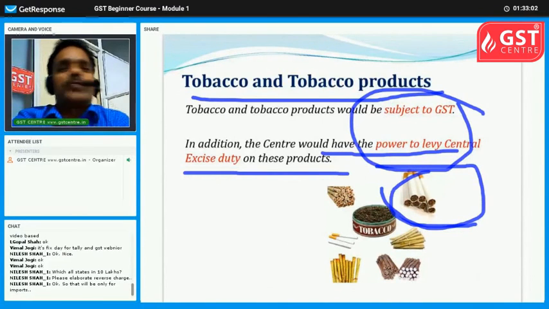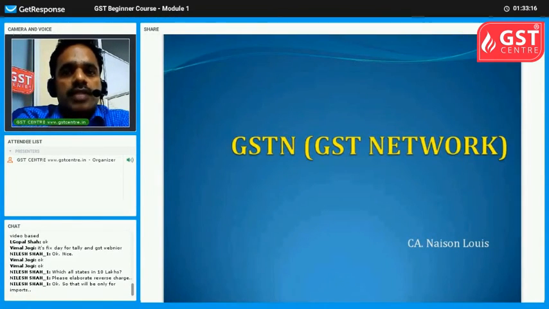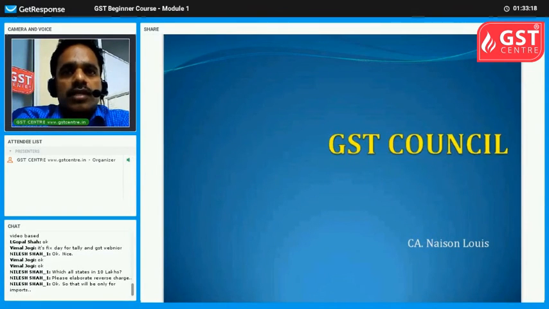I will take one or two more PPTs. I'll be happy to sit here and share the points if you don't mind. Let us take GST. Okay, let us take the GST Council.